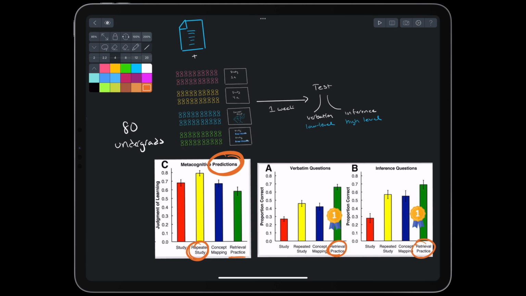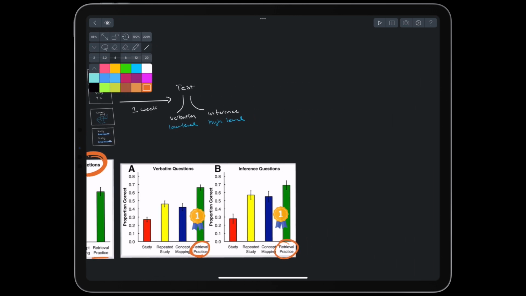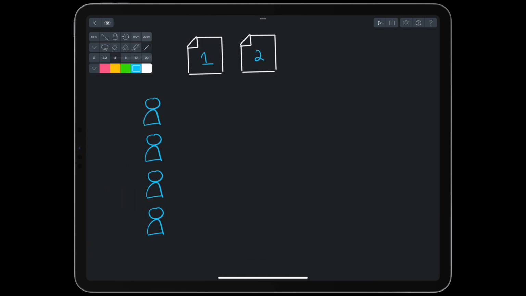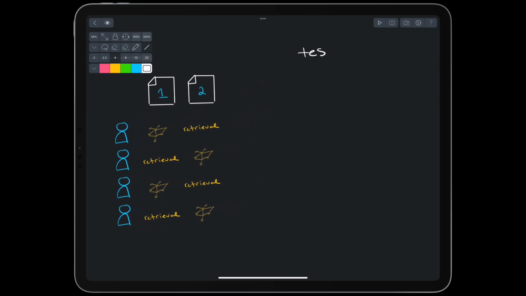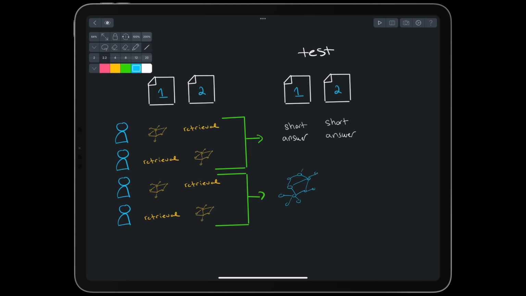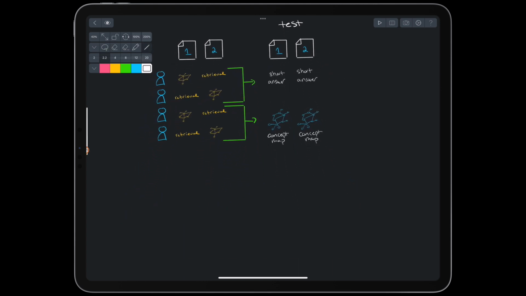You might not be fully convinced, so the authors did another experiment to make sure they got it right. Each participant studied 2 scientific texts. Some of them performed concept mapping on the first and retrieval on the second, and some of them did it in the opposite order. For the test, participants were broken into 2 groups. Some of them were tested on short answers again, but others were tested on their ability to make a concept map.